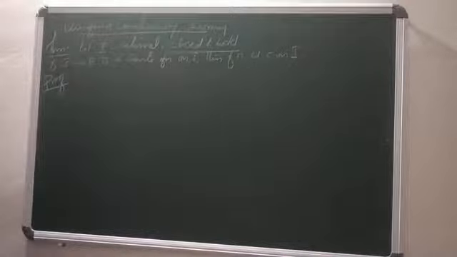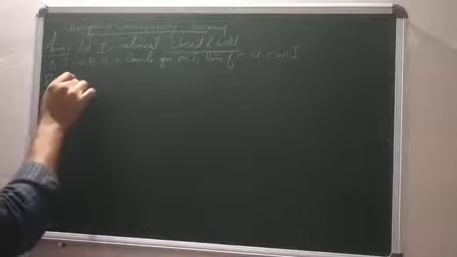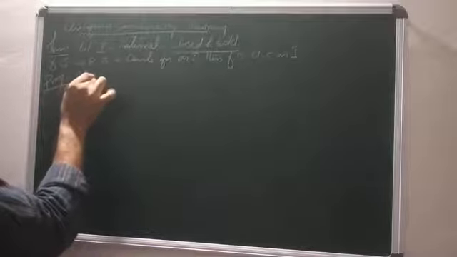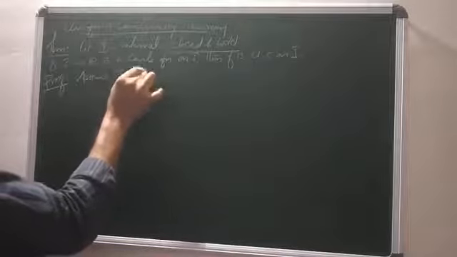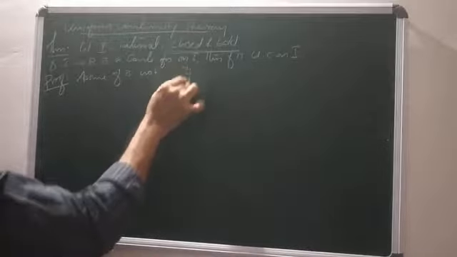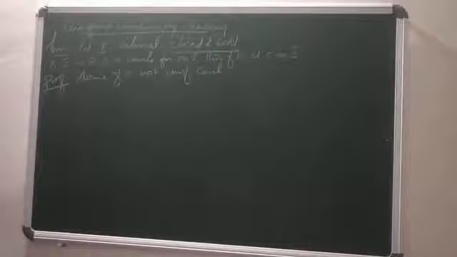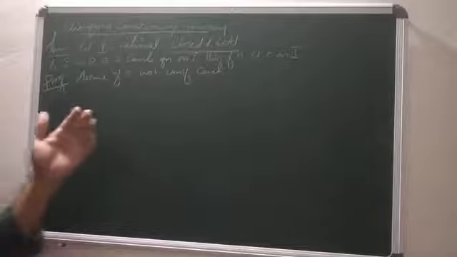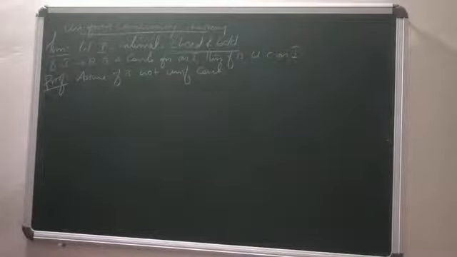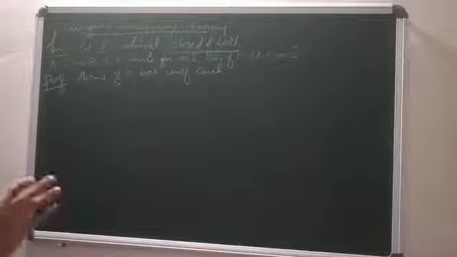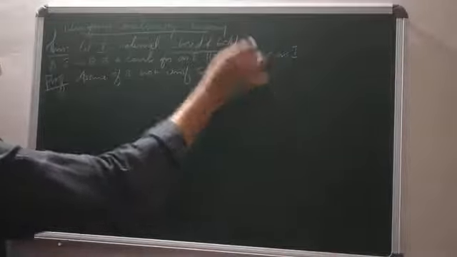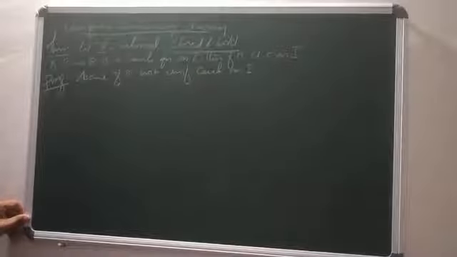The proof is done by the contradiction method. Assume f is not uniformly continuous. It is given that f is continuous, defined on I which is closed and bounded, and our task is to prove f is uniformly continuous. But first we assume that f is not uniformly continuous on I.